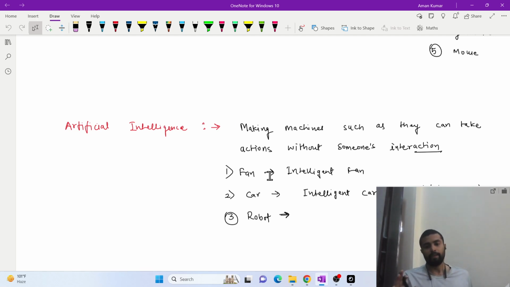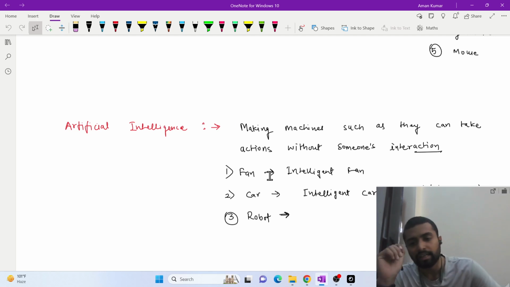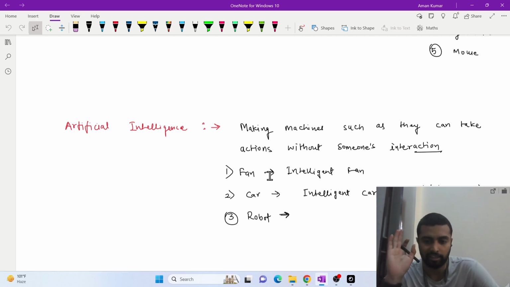Okay, so let's recap. Let's summarize what we have learned so far. We are trying to understand artificial intelligence, and we broke the concept into two words: one is artificial, second is intelligence. And we understood that artificial means anything which is made by humans, or simply you can say machine. Any machine like laptop, fan, car, mobile or a mouse, anything. That is the artificial.